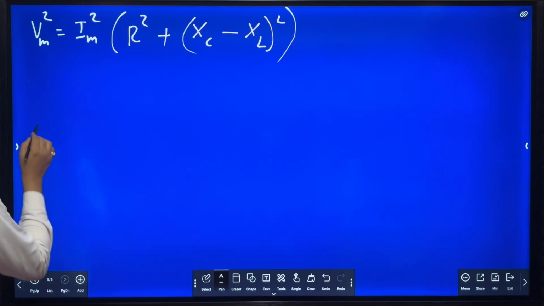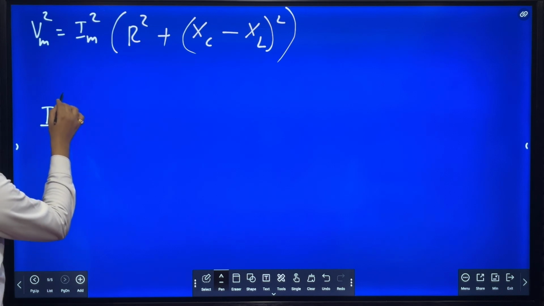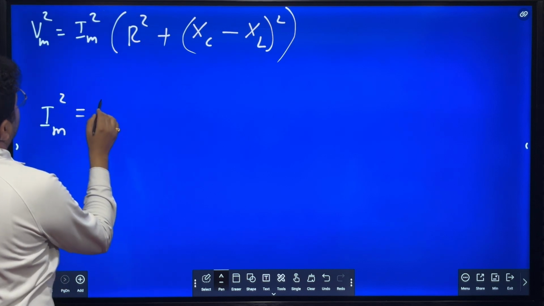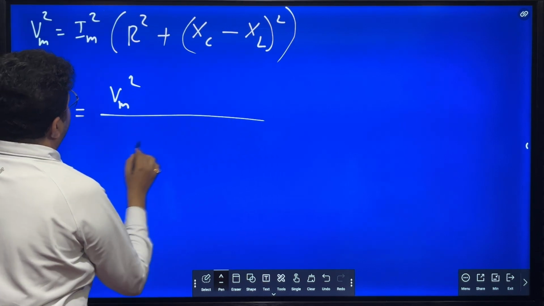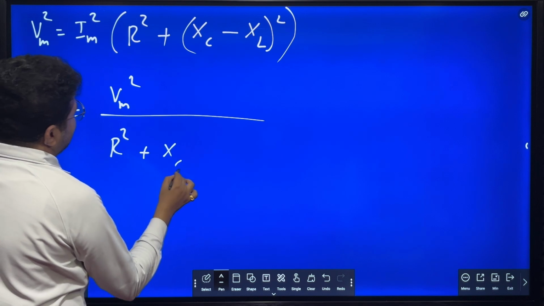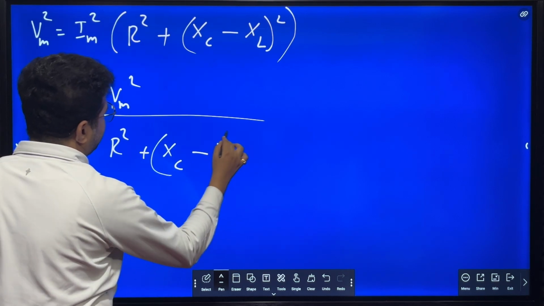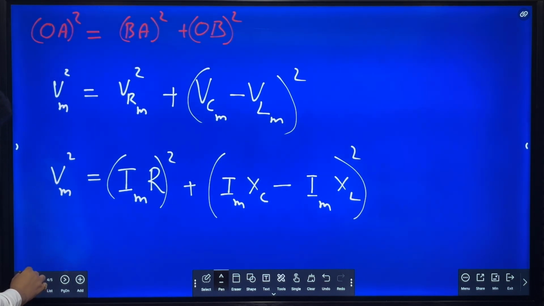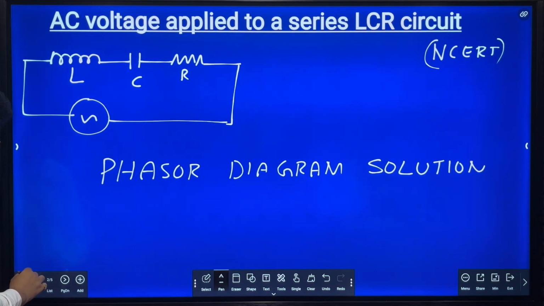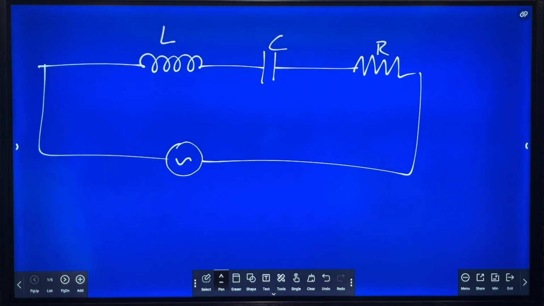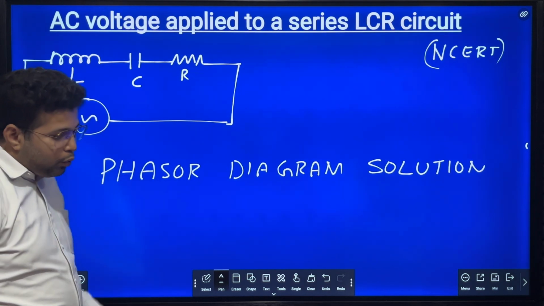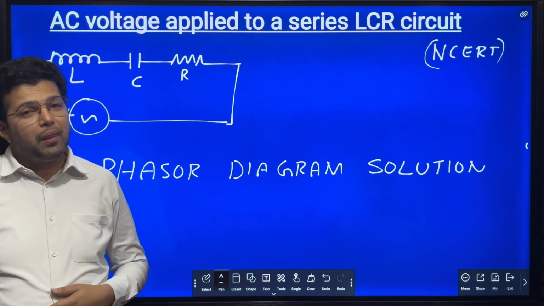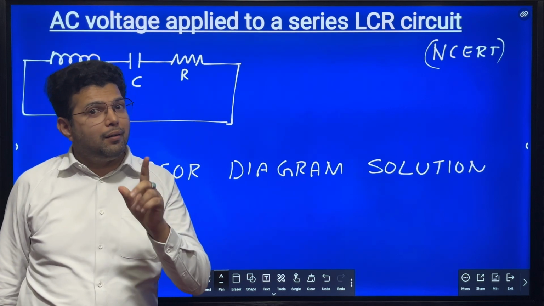Now I'll write an equation for IM. IM square is equal to VM square divided by R square plus XC minus XL whole square. Now you may ask one question, why are we writing an equation for IM? Because in the derivations wherein alternating voltage is applied to resistor, capacitor or inductor, we were calculating the phase difference between current and voltage, correct?